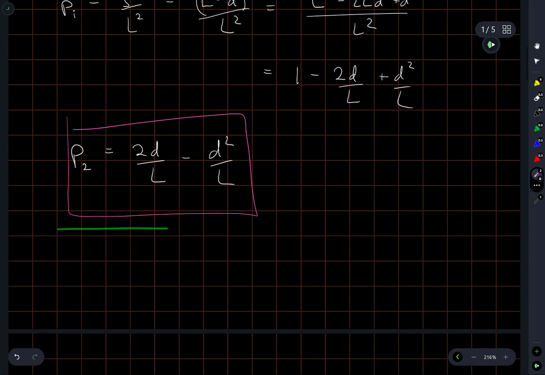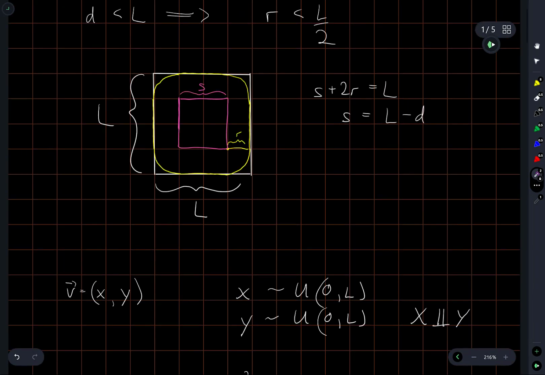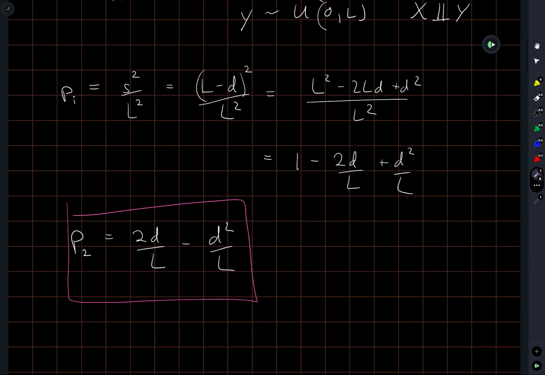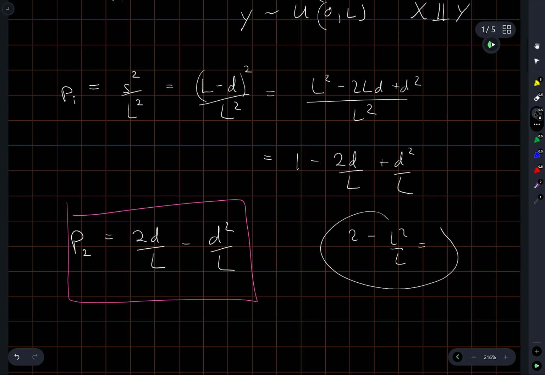And we could do a little bit of sanity check on this too to make sure that as D approaches L, we get 0. Does that happen? If D is equal to L, we have 2 minus L squared over L. Oh my, okay, I've got a mistake somewhere. What am I doing wrong?